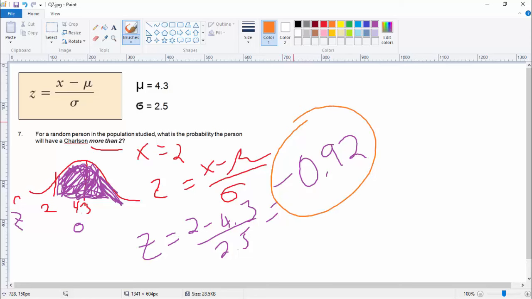So let's get back to the question again. For a random person in the population studies, what is the probability the person will have a Charleston more than 2? Well, we handled the more than 2 by making this little picture. And now we have a z, so what does that mean? How do we get the probability? Because that's what we need to do. Well, the first thing we do is we look it up in the z table.